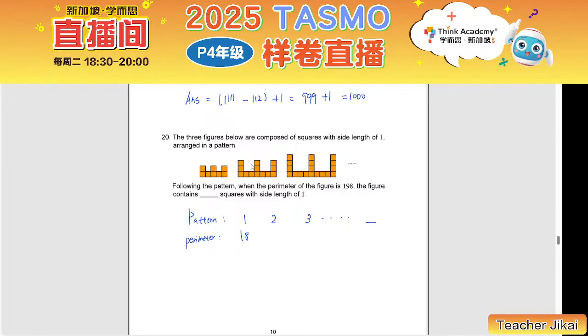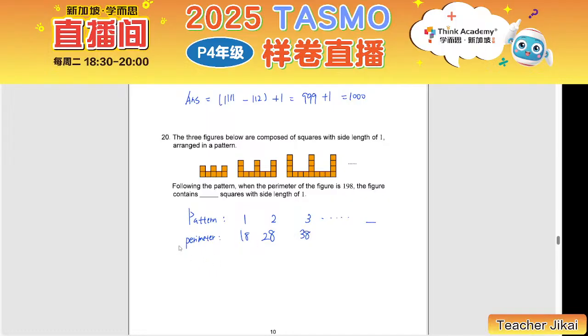And how about the second pattern? You can also count 1, 2, 3, 4, 5, 6, 7, 8, 9, 10, 11, 12, 13, 14, 15, 16, 17, 18, 19, 20, 21, 22, 23, 24, 25. Yeah, we have 28 as a parameter. And how about the third? The third you also count, and after you count, you will find it is 38.